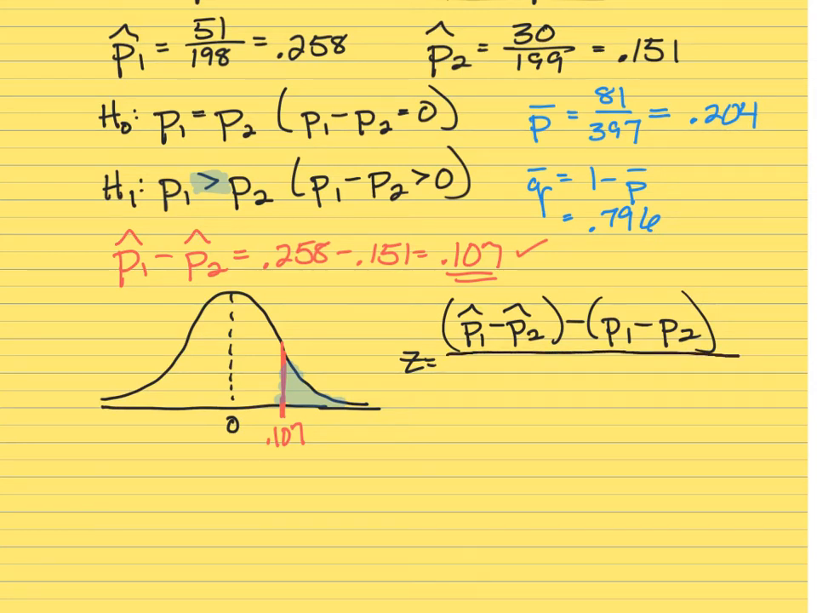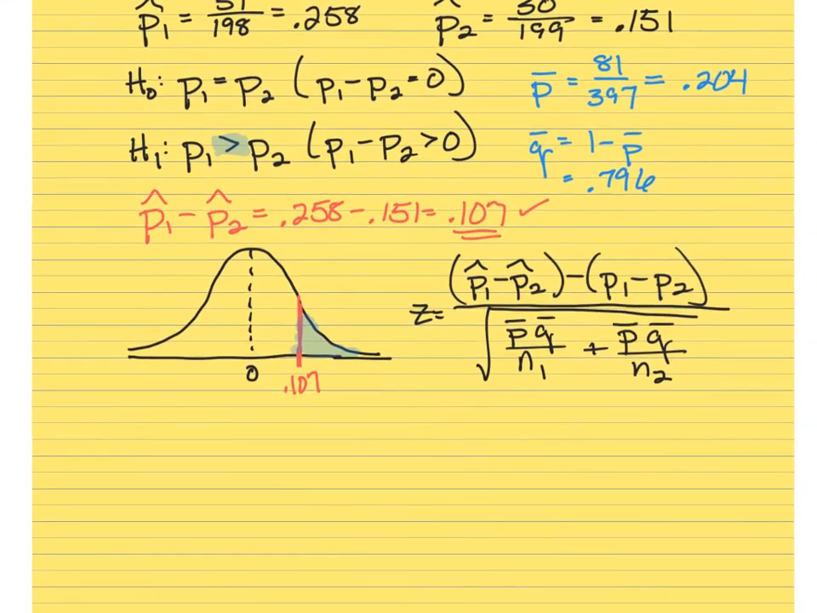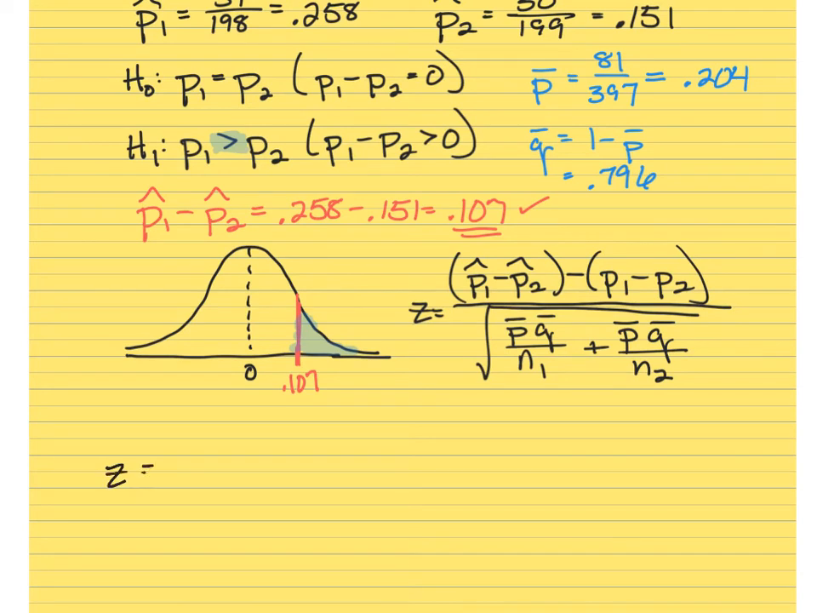That goes on top of our formula, and here is the bottom of the formula: the square root of P bar, Q bar over N1, the sample size of group 1, plus P bar, Q bar over the sample size of group 2. And there's our P bar and our Q bar that we calculated before. So when I fill in everything in my formula, it's going to look like this. We already know what P1 hat minus P2 hat is. That is 0.107 minus, now the next part is the P1 minus P2.